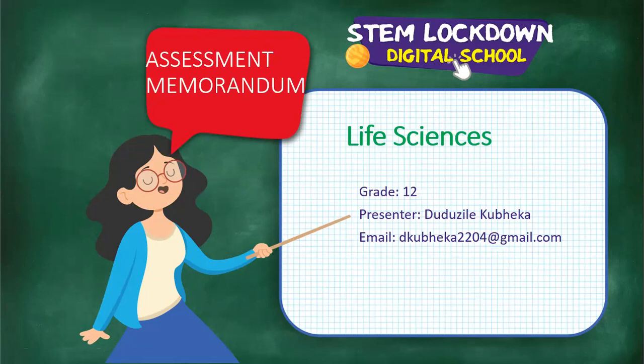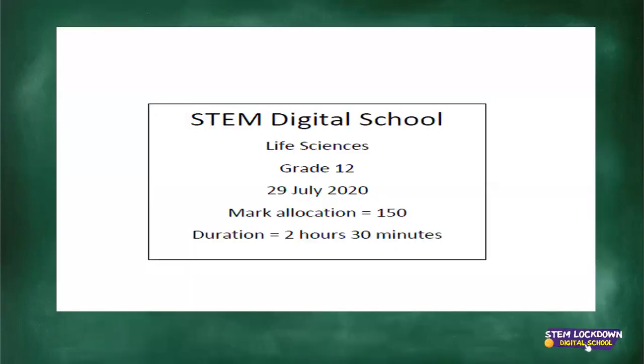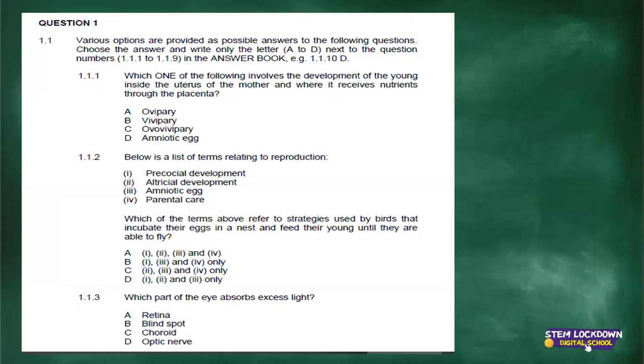So this was the paper you did yesterday. Mark allocation was 150, and duration is 2 hours, 30 minutes. So we'll just sum it up. I think we'll do it. The memo will cover today and tomorrow.